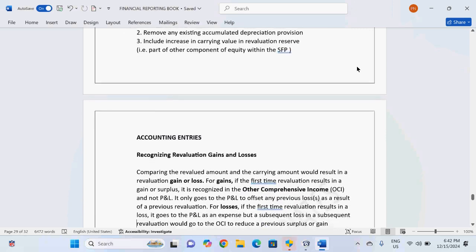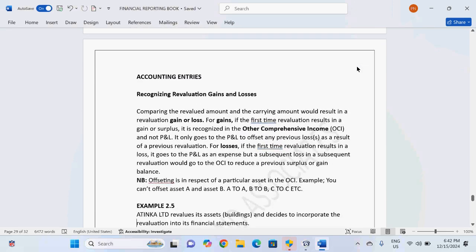Let us look at the treatment. How do you recognize gains and losses? What do you do when you compare the revalued amount to the cost? That will result in either a revaluation gain or a loss. What do you do with the gain? What do you do with the loss? That is what they are coming to look at.